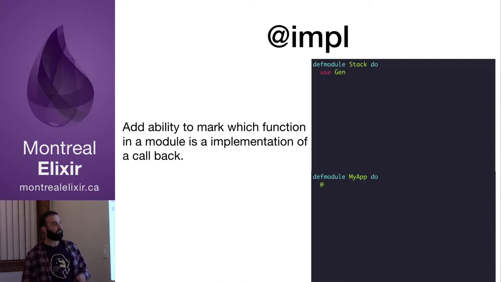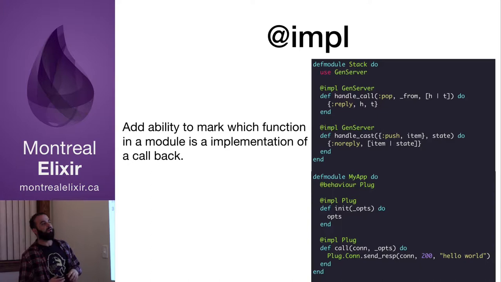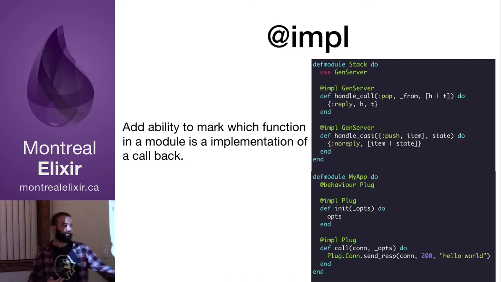And also @impl, that's a way to declare the callbacks of a behavior. When I have a module in Elixir, I can have a bunch of functions there. Sometimes I don't know what a function is about. Sometimes it's just a callback. That way I can declare, saying this function, handle_call, is a callback from the server. In this case, in Plug, I can say that call is a callback from the Plug behavior.